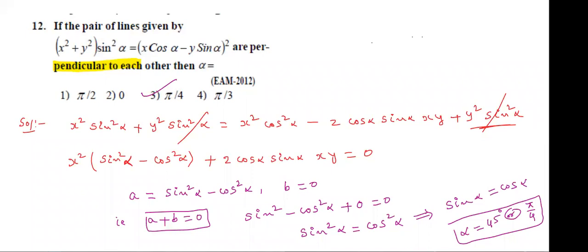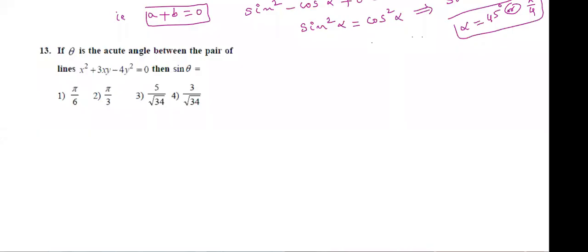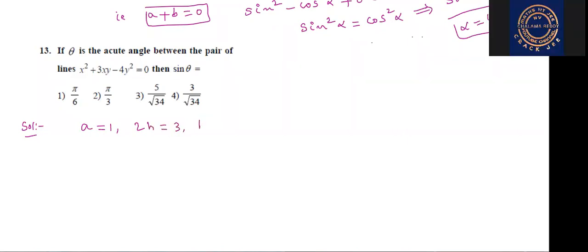Which option is correct? Third option. How to do this? Compare with the general pair of lines equation. Then what is the a value? 1. 2h value 3. b value minus 4. But here they are asking for sine theta.